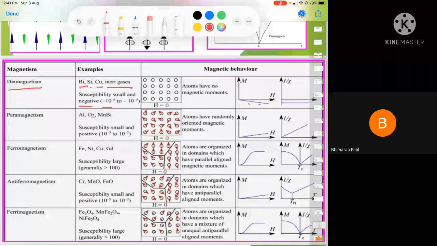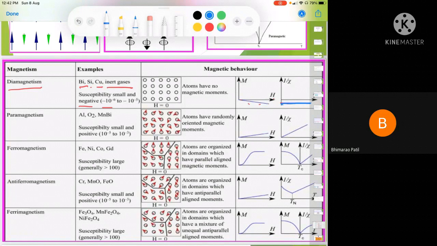Then if you plot the graph of the reciprocal of the magnetic susceptibility versus the temperature, that is always a constant, parallel to the temperature axis. You see here the blue color line is parallel to the temperature axis.